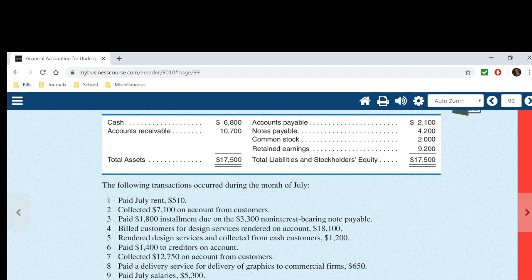Transaction 4, we bill customers for design services that we rendered, and we're billing them on account. So basically, we've done some stuff. We provided some graphic design services for a customer worth $18,100. We've sent them a bill for that, and that's all we did. We need to journalize this. Since we've done the stuff for the customer, we've earned the revenue.